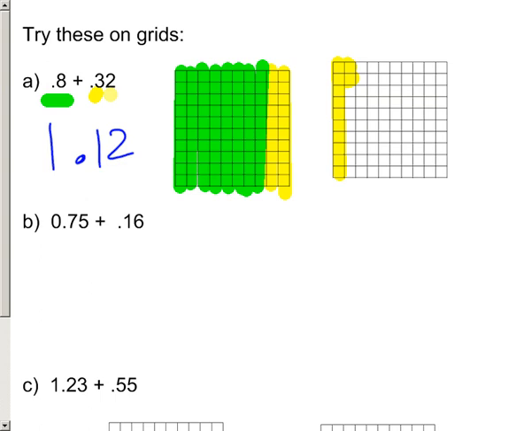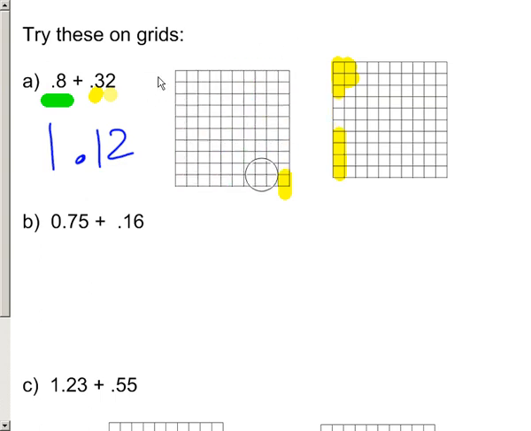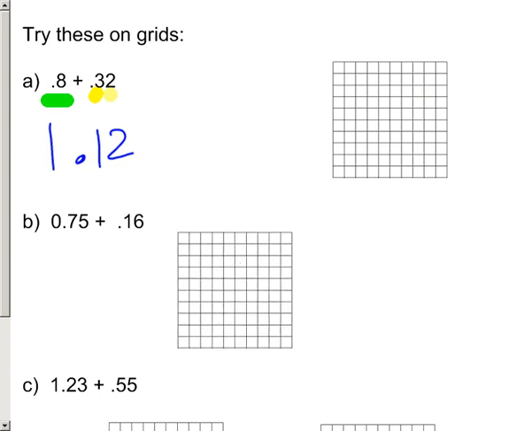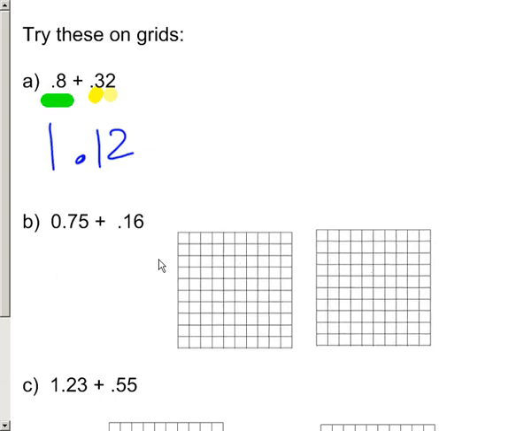All right, so let's try this next one. I'm going to erase these and use this again. I'll just pull these down here. Okay, so the first one we've got 75 hundredths. So I'm going to pull up my highlighter, and I'm going to start by shading 7/10 and 5 hundredths.